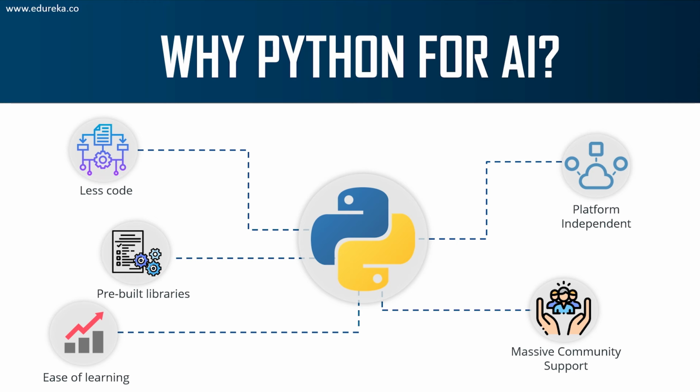So ease of learning is a major factor when it comes to why Python is chosen for artificial intelligence. Next, we have platform independence. A good thing about Python is that you can get your project running on different operating systems. And what happens when you transfer your code from one operating system to another is we find a lot of dependency issues.